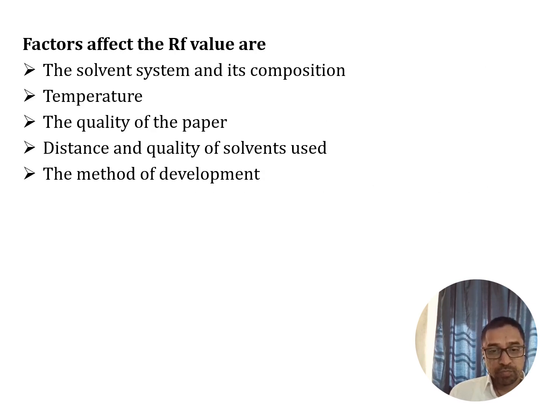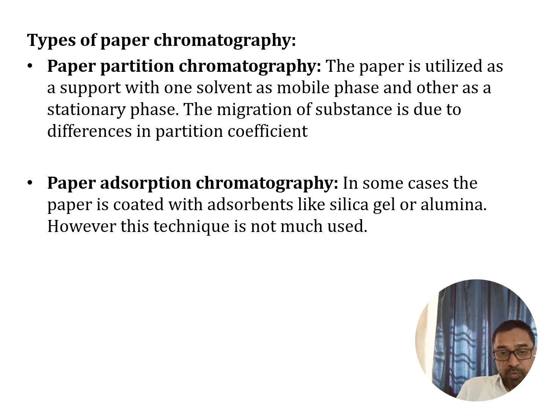The basic factors which affect the Rf value are the solvent system which we are using for the separation by paper chromatography, the temperature of the surroundings, the paper which we are going to use, that is the quality of the material of the paper, how much distance we carry the solvent to bring the solvent front, the quality of the solvent which we are going to use, and the technique or method which we are using for the development of the chromatogram. There are two types of paper chromatography: paper partition chromatography and paper adsorption chromatography.